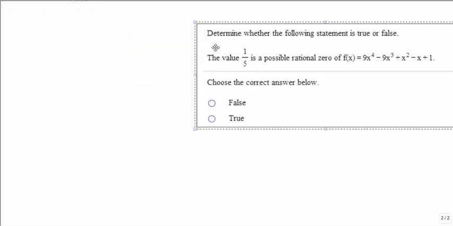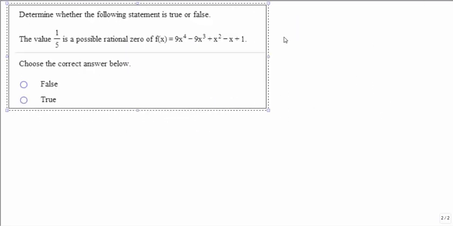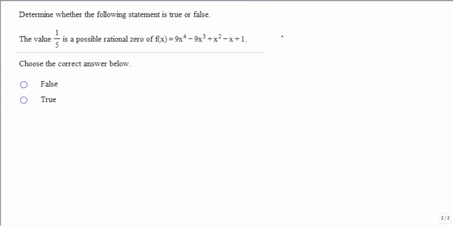And this one's going to be a little bit smaller list, which is nice. So here we have, determine whether the following statement is true or false. The value of 1/5 is a possible rational zero. It doesn't mean that it is a rational zero, it just means it has the possibility of being a rational zero by using the rational zero theorem. Okay, so let's go ahead and list all possible rational zeros.